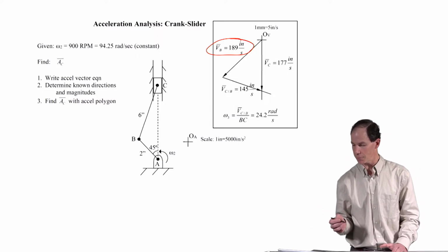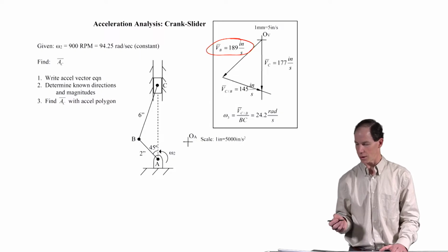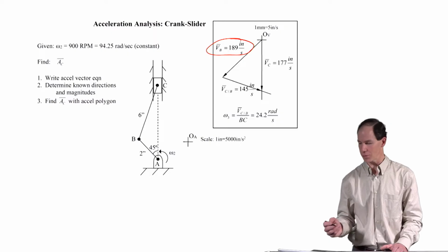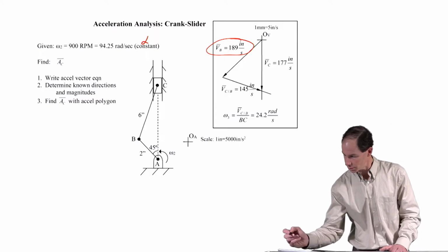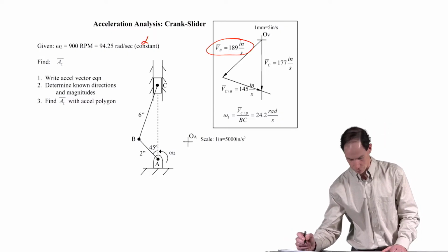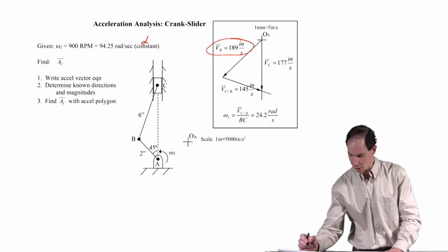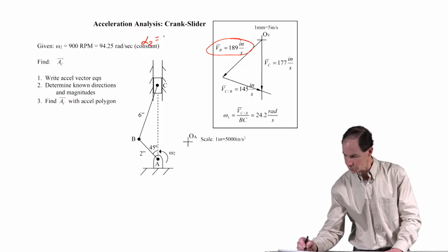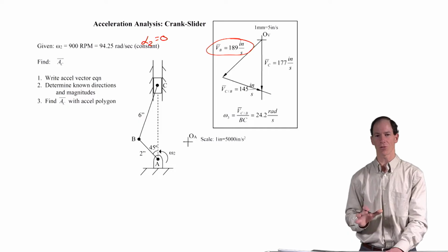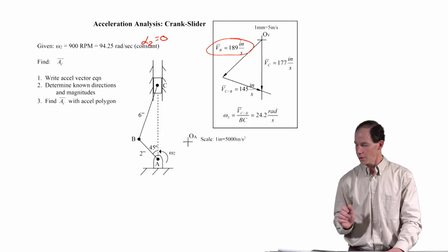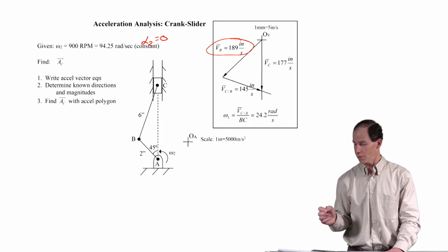So I'm given that my input link has an angular velocity of 94 radians per second, and that's constant, which means that alpha, in that case, what's that? Alpha 2 is equal to 0. So that's what constant means. And then from that, I could then calculate the velocity.